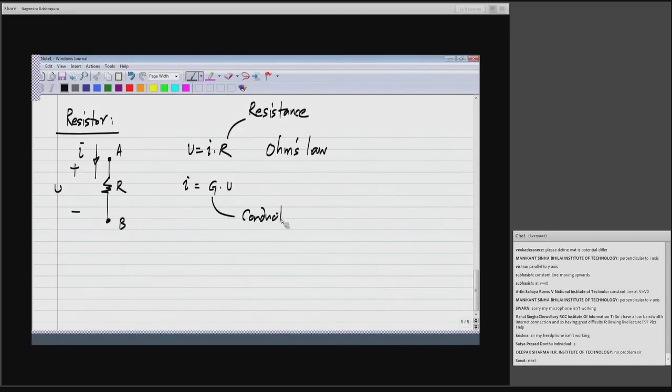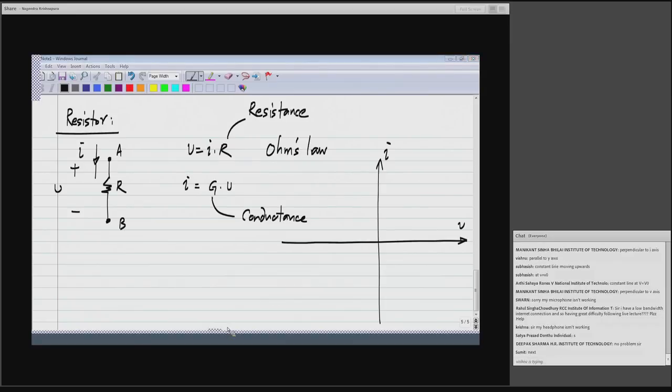If we plot I versus V for a resistor, what is the kind of plot that we are going to get? I would like some answers from participants on what is the plot that we will get if we plot I versus V for a resistor.